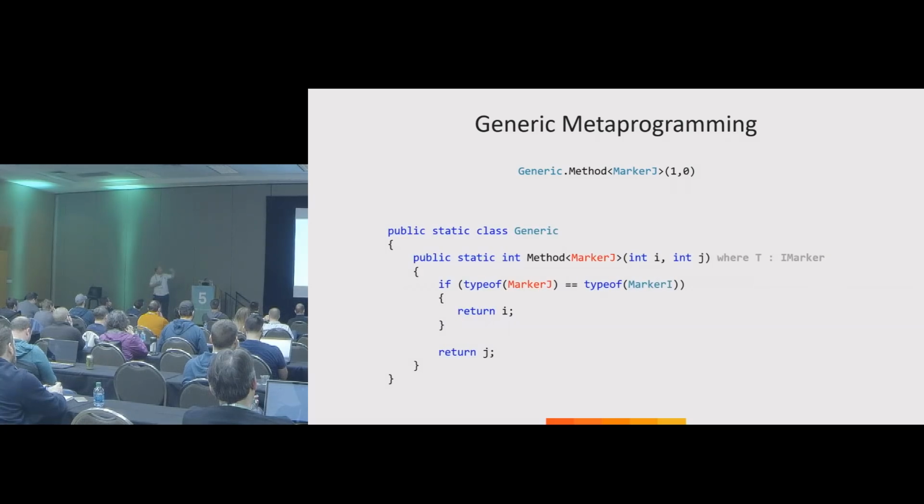What happens if we do the other way around? If we say, okay, this is marker J. We have a type, which we know is different. So now it happens like this. So this is the code emitted.